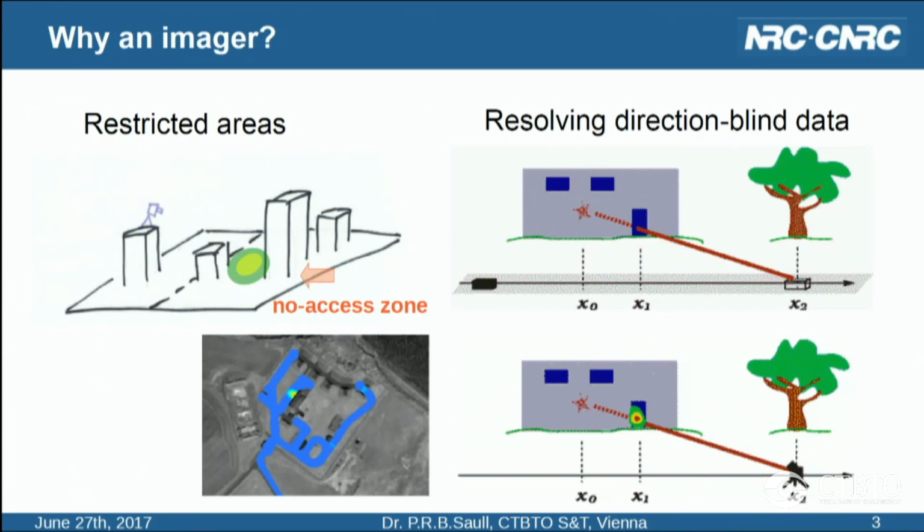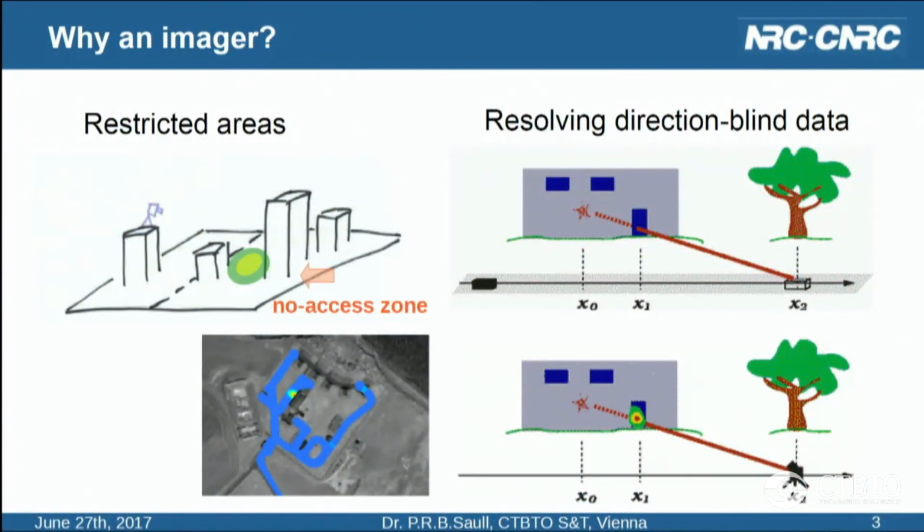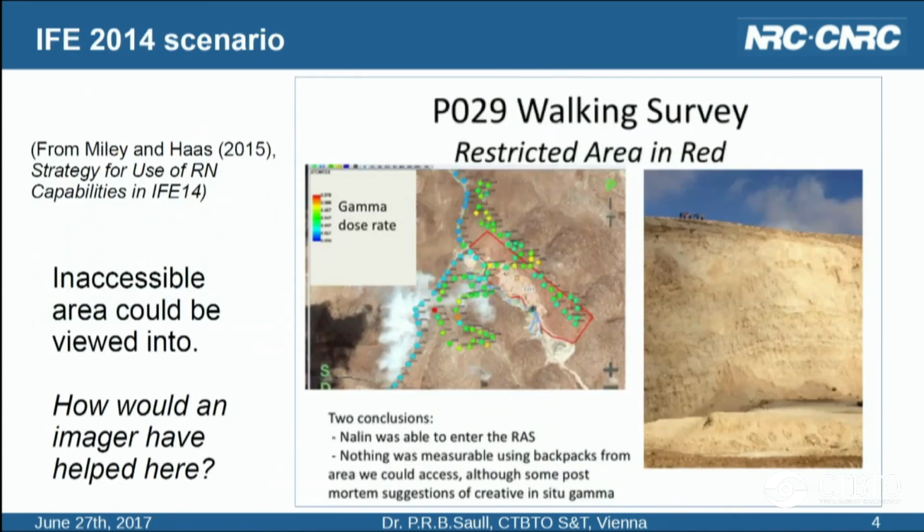So why an imager? Cutting right to it, this is the scenario that we would want to investigate, a no access zone. You can't get in there, you're barred from flying over it or walking it or driving it or what have you. But if you had an imager to look in there, you'd be able to see what was there. With direction blind instruments, you need to do a survey and map out and find intensity spots and do some time expensive post-processing often. But in this case, you wouldn't be able to do it because you couldn't access the region, and an imager would help you. And this situation actually did occur at the integrated field exercise.